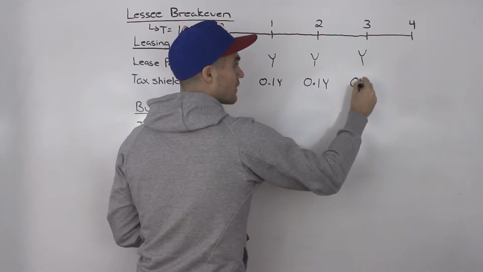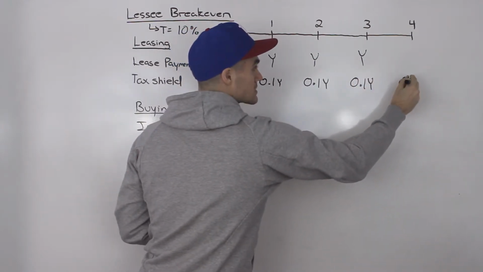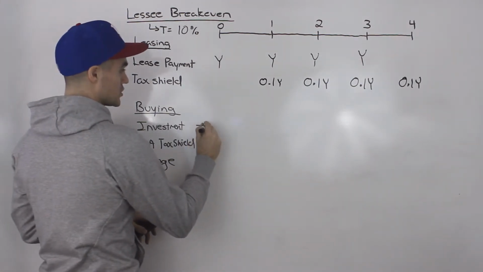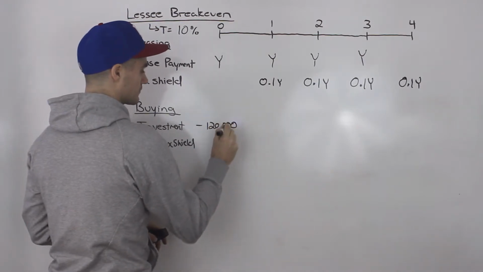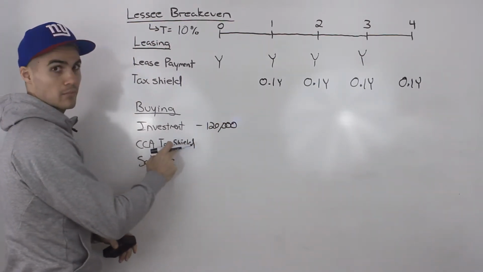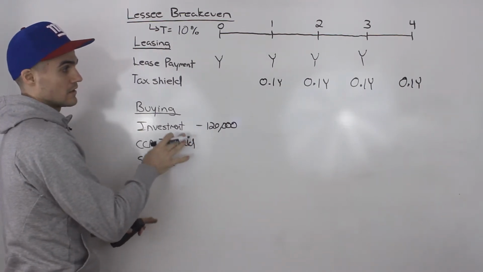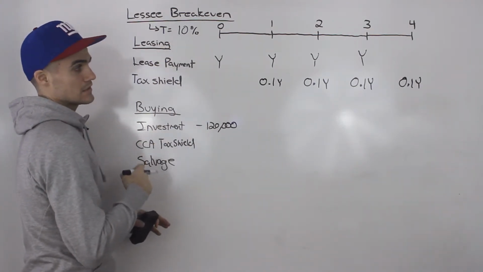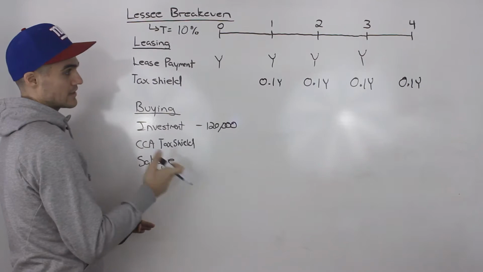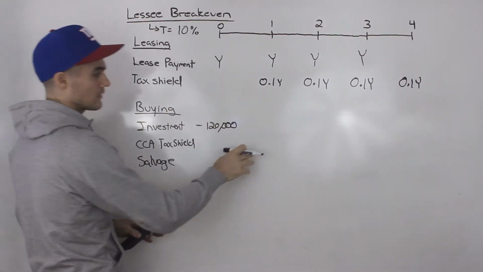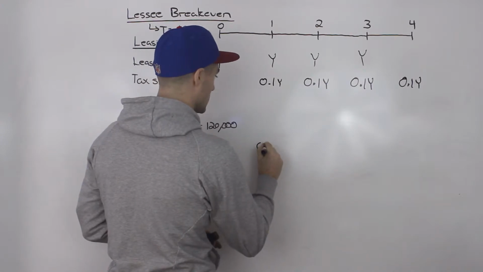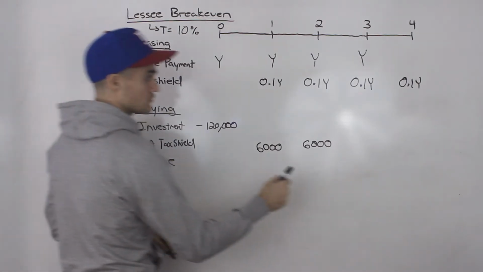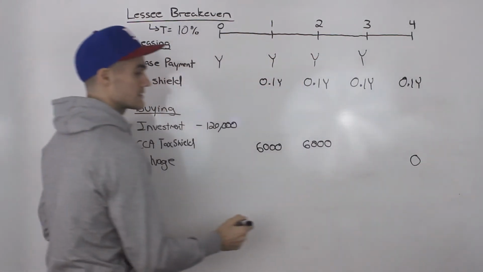Right? So instead of 0.35, now it's 0.1 because the tax rate is different. Then the investment machine still costs $120,000. And now the CCA tax shield, if you remember at the beginning with the CCA schedule, was different for the lessee than it was for the lessor, again, because of the difference in the tax rates. And the tax shield for the lessee, if you remember that column, it was $6,000 in year 1, and then $6,000 in year 2. Then the salvage value is still 0 in time 4.